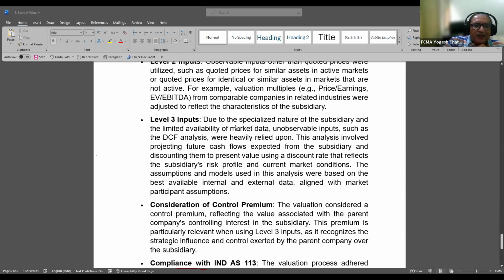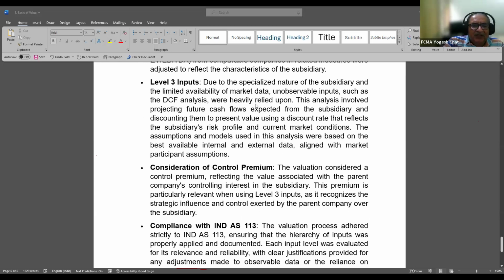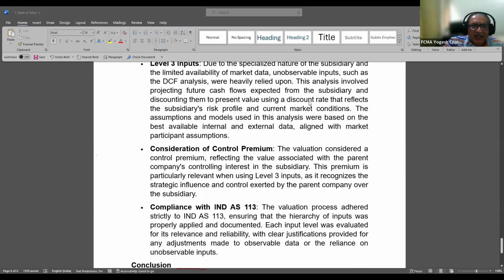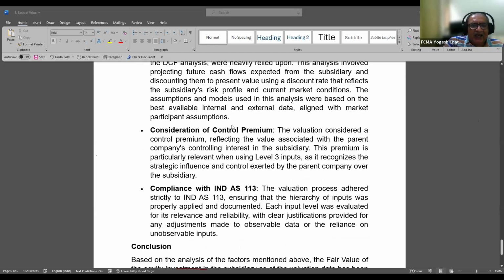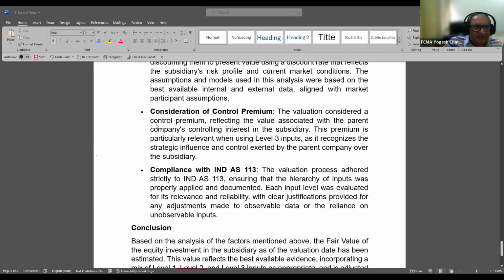And level 3 input. Due to the specialized nature of the subsidiary and the limited availability of market data, unobservable input like the DCF analysis were heavily relied upon. So this analysis involves projecting the future cash flow expected from the subsidiary and discounting them to present value using a discount rate that reflects the subsidiary's risk profile and current market conditions. The assumptions and models used in this analysis were based on the best available internal and external data aligned with the market participants' assumption. And subsidiary means a principal company is having control over management of a subsidiary company.